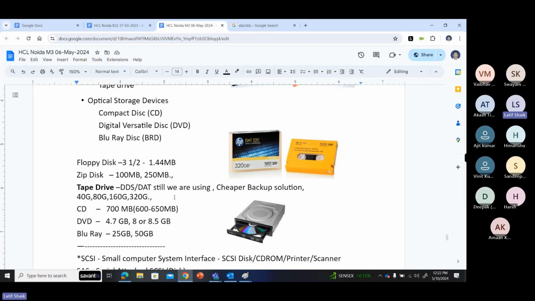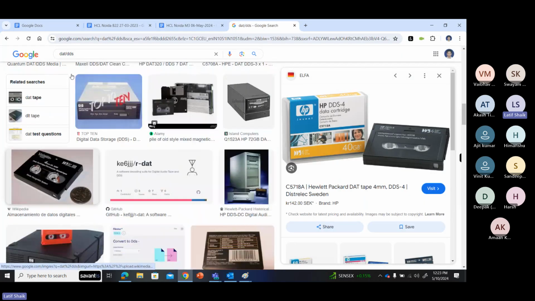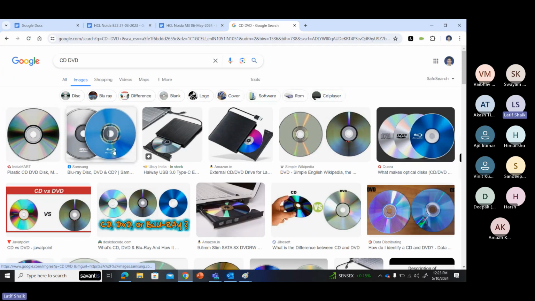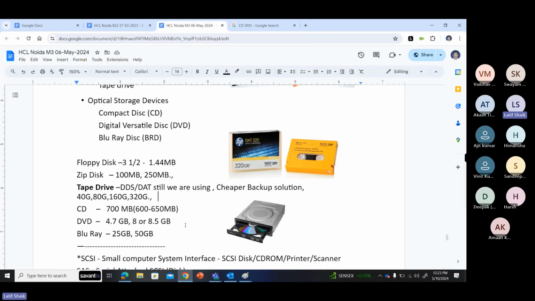Another type of storage is optical storage, like CDs, DVDs, and Blu-rays, which also came into the market. CD and DVD are almost all diluted, and Blu-rays we are personally not using either. A CD is around 700 MB, a complete CD disk, and we can store up to 600 to 650 MB of data. All sizes are the same.